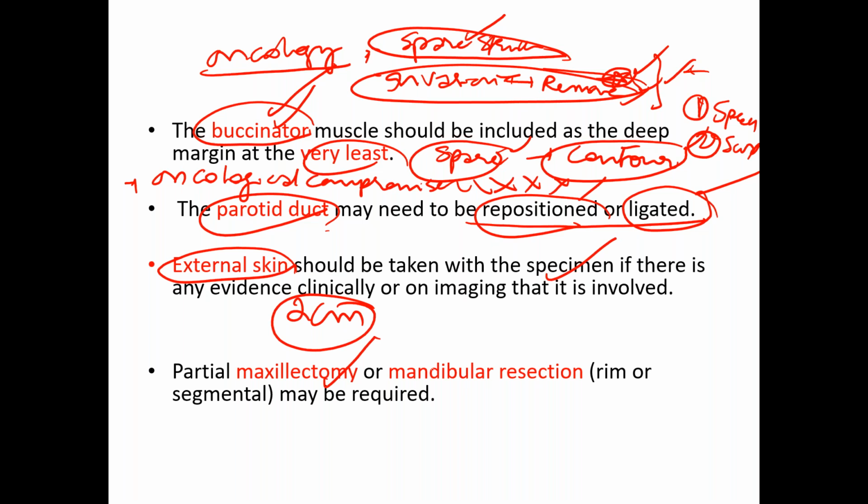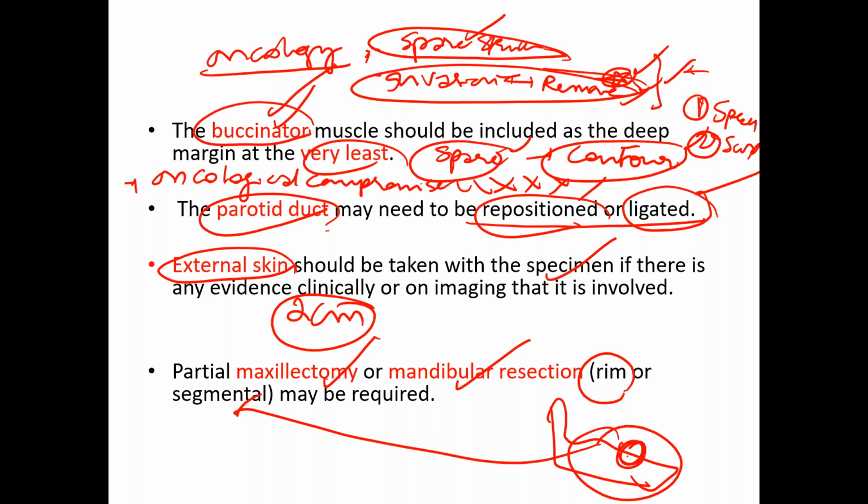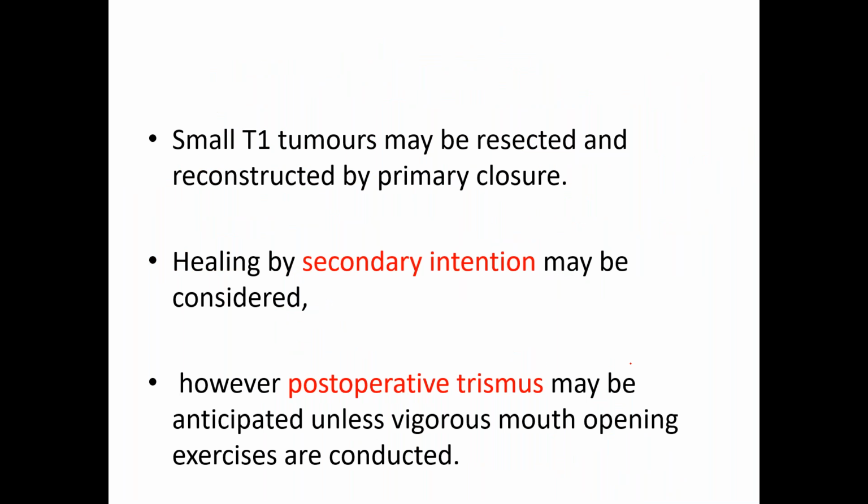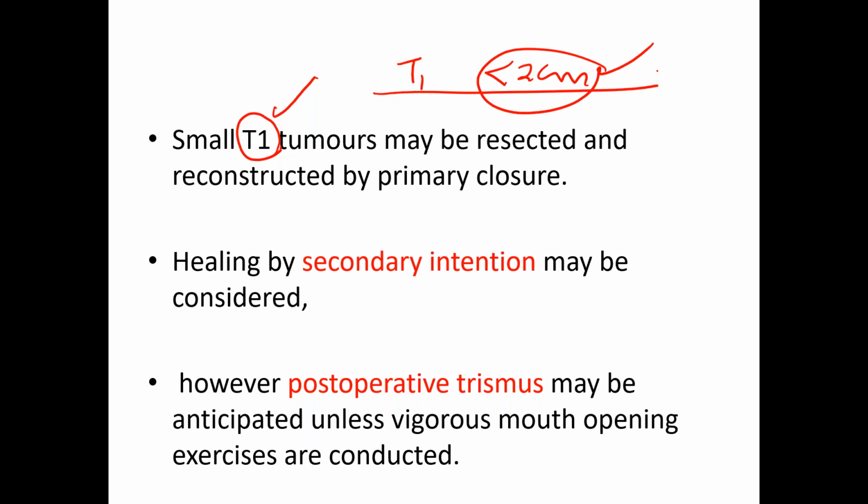So maxilla, mandible if required. If you are removing a segment of the mandible completely, it is called a segmental mandiblectomy. If you are taking a part of it, it is called a marginal mandiblectomy. T1 tumors, okay. T1 is less than 2 centimeters in size.